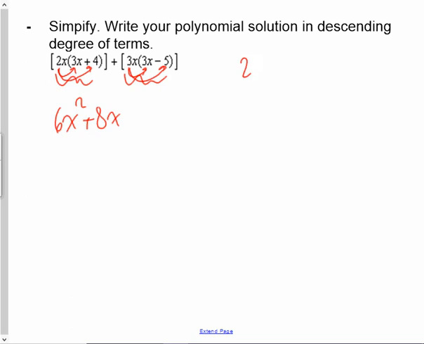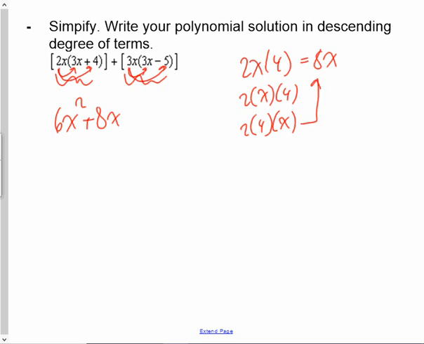Now remember, the reason why 2x multiplied by 4, for example, equals 8x is because it's the same thing as 2 times x times 4, or rearranging a multiplication string of terms doesn't matter. So therefore, 2x times 4 is 8x. Plus, we would have 3x times 3x, which is 9x squared, minus 15x.